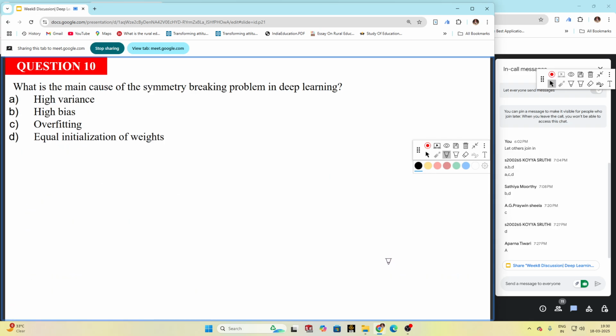Now let's move on to the next and last question. What is the main cause of the symmetry breaking problem in deep learning? Option A is high variance, option B high bias, option C overfitting, option D equal initialization of weights. This should be clear to all of you. I want everyone to guess the answer. We have discussed this many times.